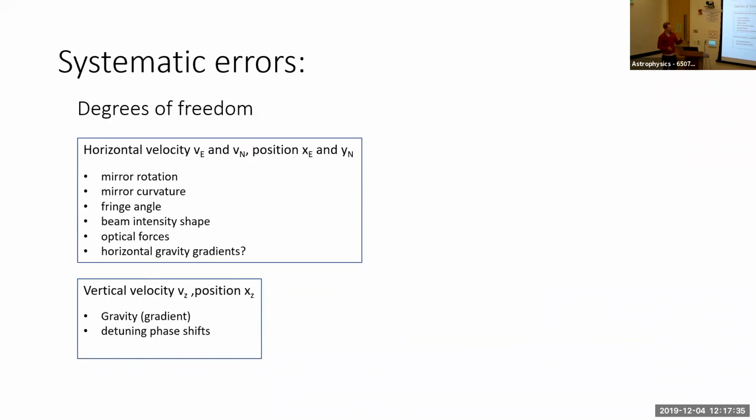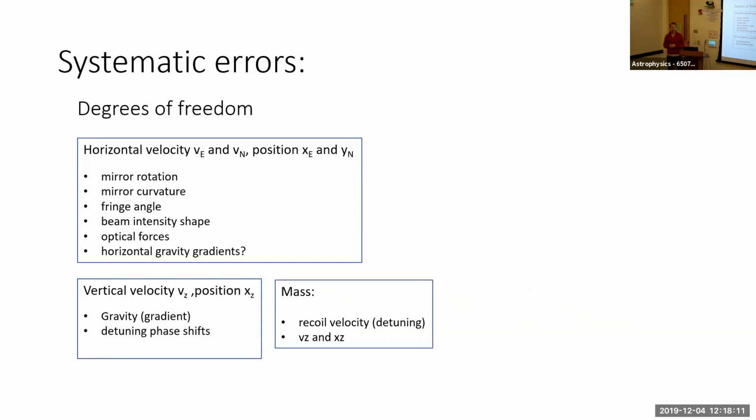On the other hand, vertical problems, which just scale with the vertical velocity and position, are mostly coupled to gravity, just because they're displaced in space, so it's not perfectly local, basically, and the tuning phase shifts. The good thing about those two, and I will talk about it in a slide in a second, is that we can control those very well. Even though those are the biggest phase shifts, the gravity ones, we can control them so well that it's not a big issue for us.